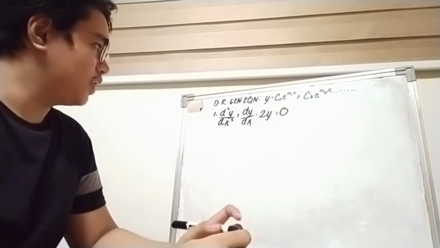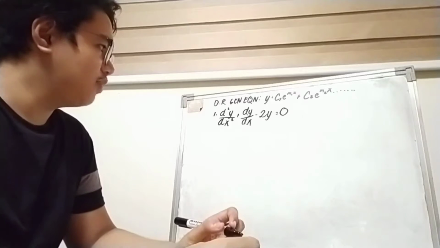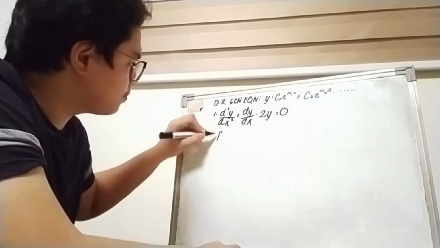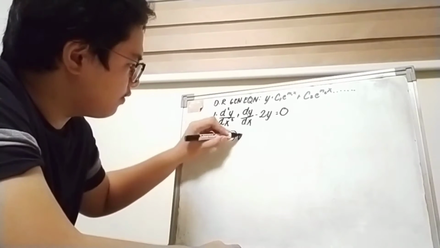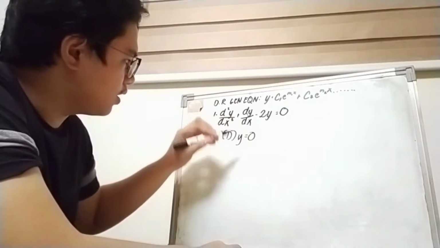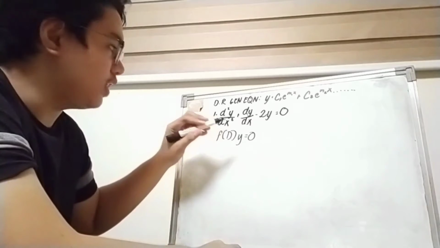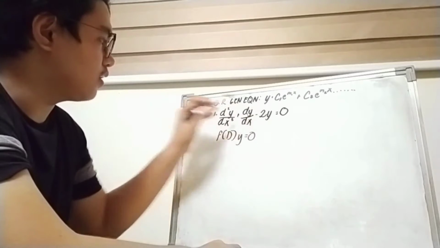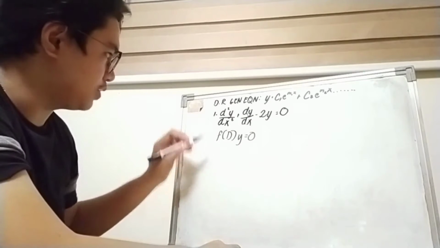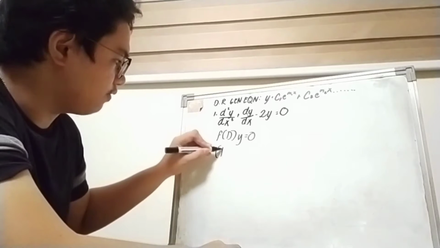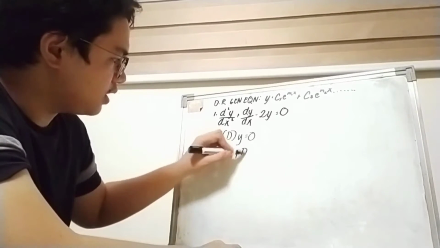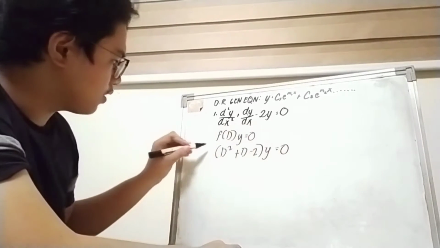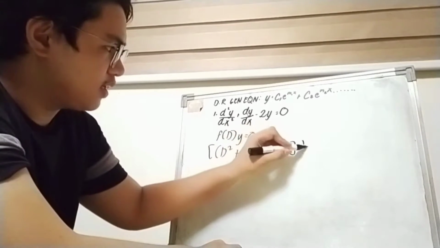Example number 1. d square y over dx square plus dy over dx minus 2y is equal to 0. You can recall that f of d times y is equal to 0. Ito yung pinaka-easiest way to write a linear homogeneous differential equation. So, gagawin natin itong example number 1 into this type of equation. So, ang magiging kalabasan is quantity of d square plus d minus 2 times y is equal to 0. To cancel out y, magta-times lang tayo ng 1 over y.